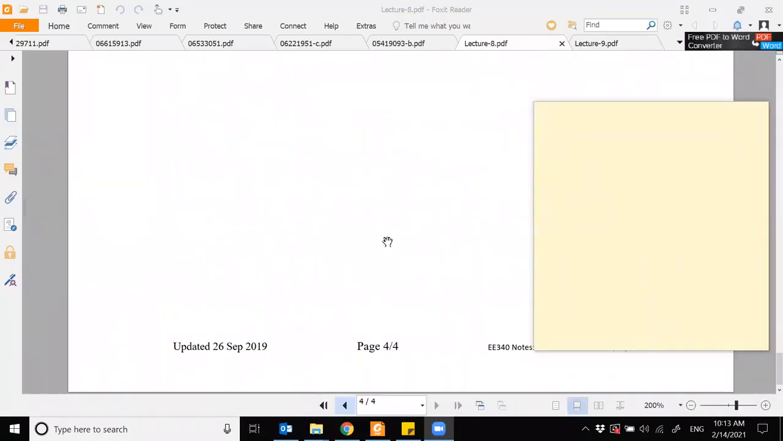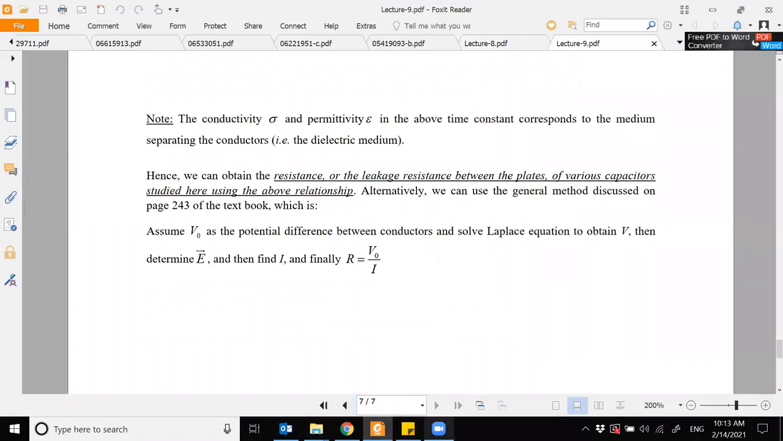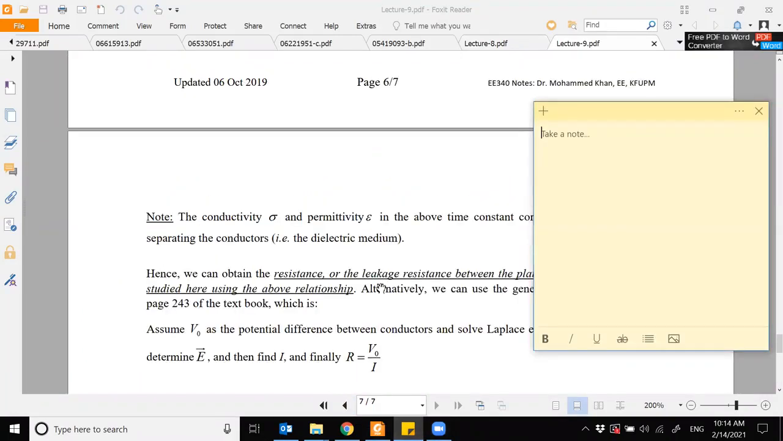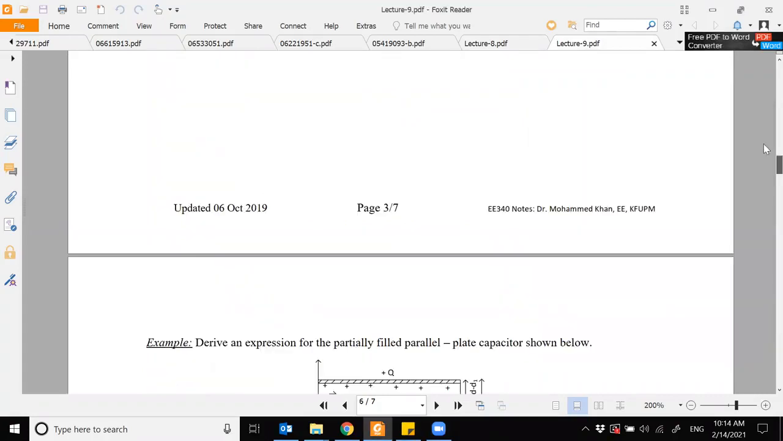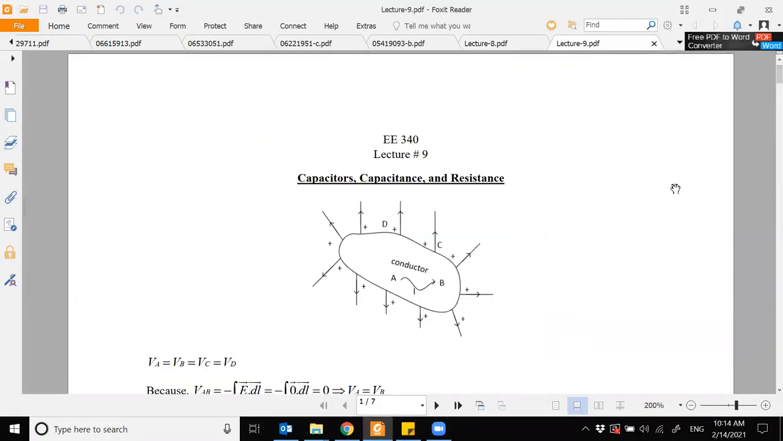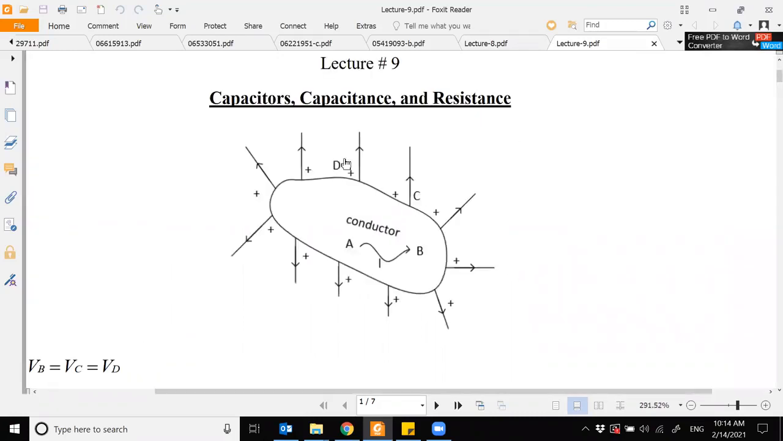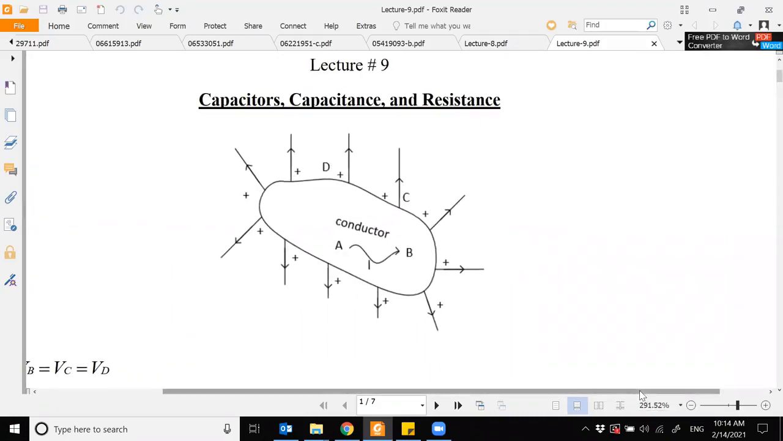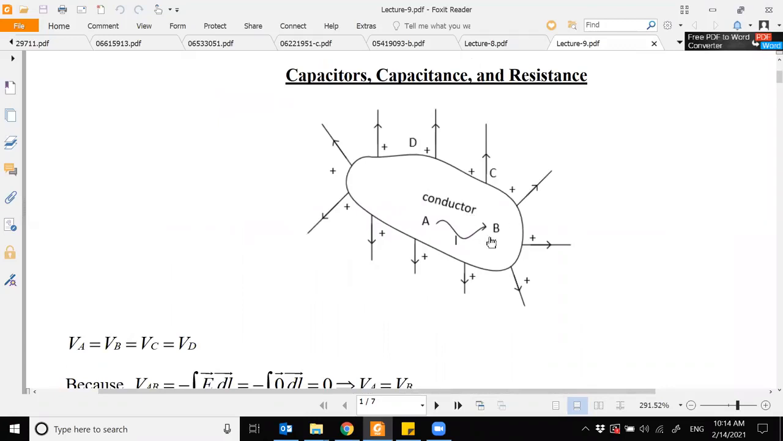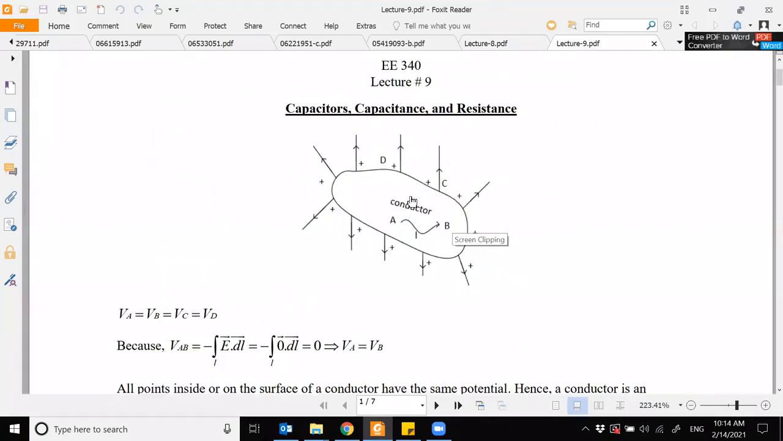Okay. So today we are going to take lecture 9, and in lecture 9 we are going to study capacitance. Now, we have already studied the isolated conductor and its properties. We have already seen that inside the conductor, as I just repeated everything, and these are all your electric fields.